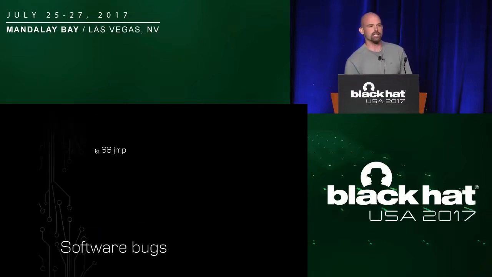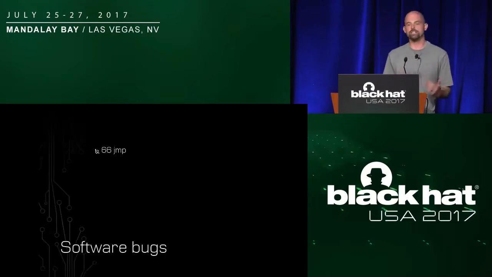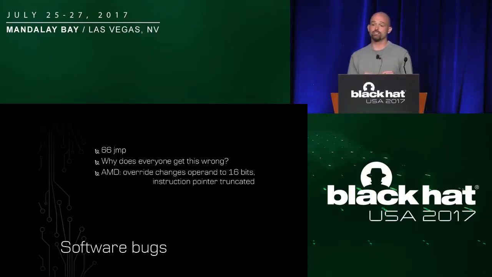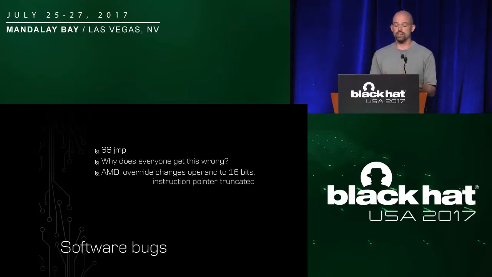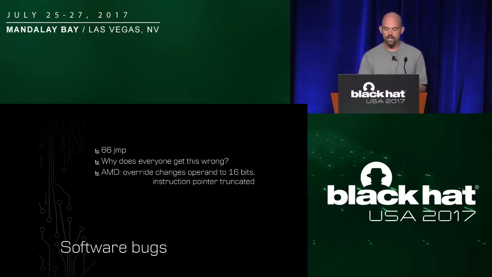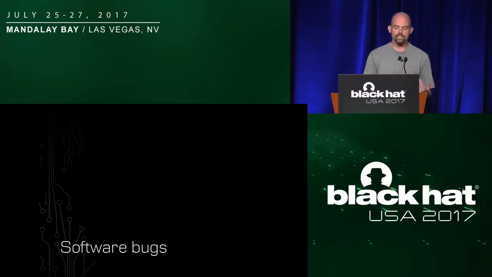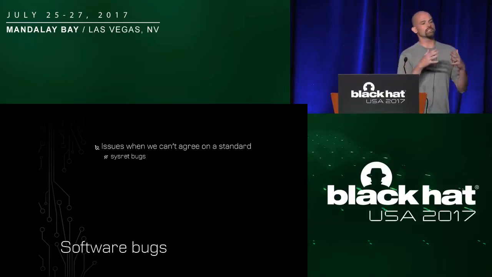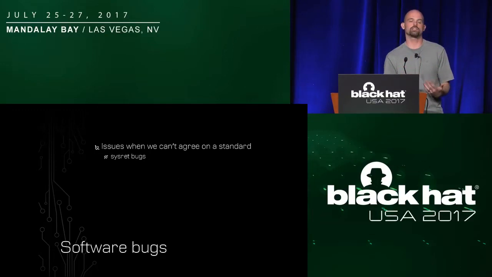So this is an interesting bug, and I was curious about why everybody screws this instruction up. And I think the answer is AMD processors actually obey that instruction. That 66 override changes the operand size to 16 bits on an AMD processor, whereas Intel processors are actually ignoring that prefix. So it's a really interesting difference in the architecture. And whenever we can't agree on a standard for our architecture, bad things start to happen.